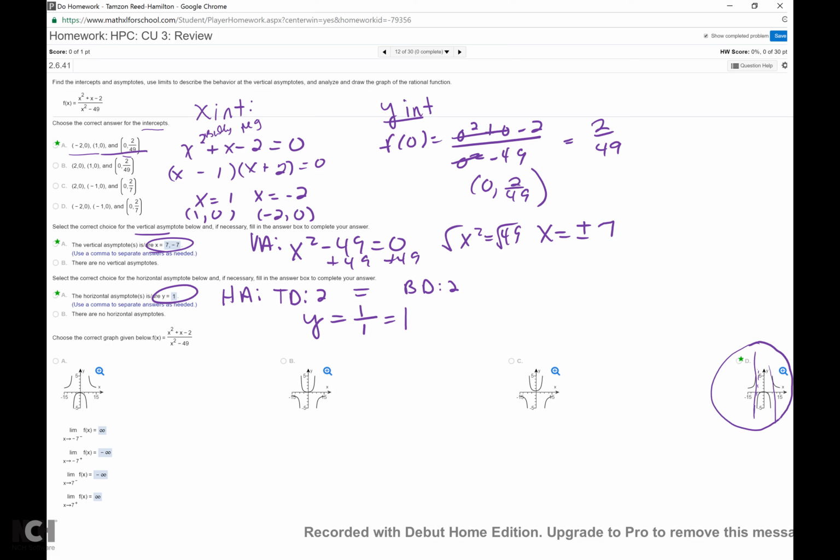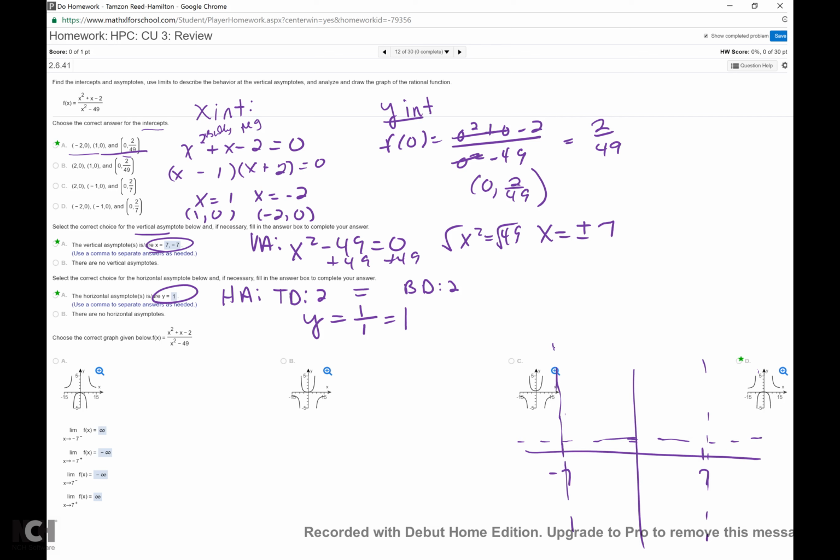Okay? So, that graph is not very easy to read. Let me make it a little bigger. 7, -7, and what's my horizontal? y equals 1. So this thing does this. Parabola's in the middle, and this on the ends.